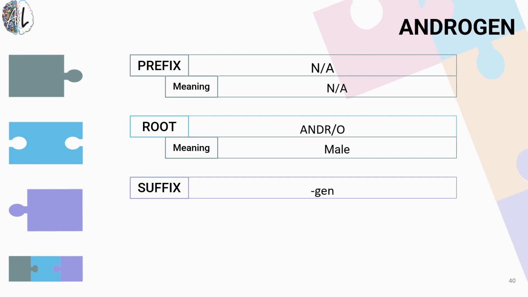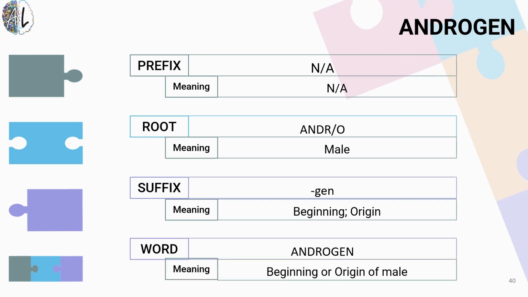The suffix here is gen, G-E-N, and Sue was correct that it was the beginning or the origin. So Sue had the correct definitions of the word parts, she just didn't have them in the right spot. And again, androgen is the beginning or origin of male.